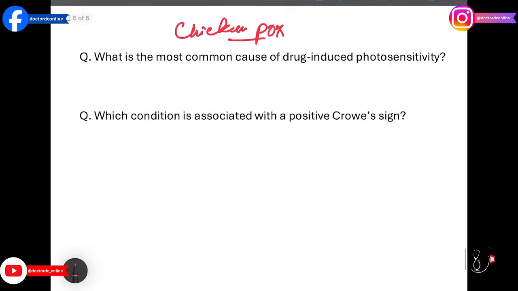What is the most common cause of drug-induced photosensitivity? Tetracyclines. These drugs increase UV sensitivity, causing erythematous rashes.